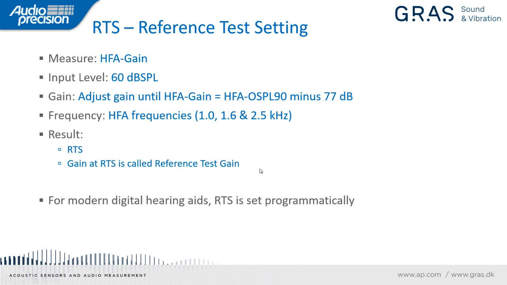Now, for analog hearing aids, you have to find this point by trial and error, essentially, by adjusting the volume knob of the hearing aid. But for modern digital hearing aids, this is set programmatically. So for a digital hearing aid, there's a programmer connected to the hearing aid during the test, and you just send it a command to set the gain at reference test setting.